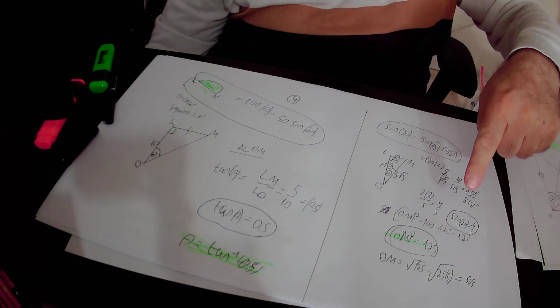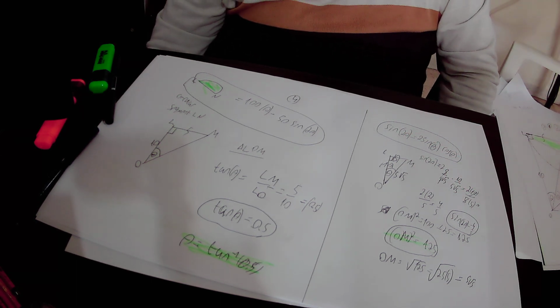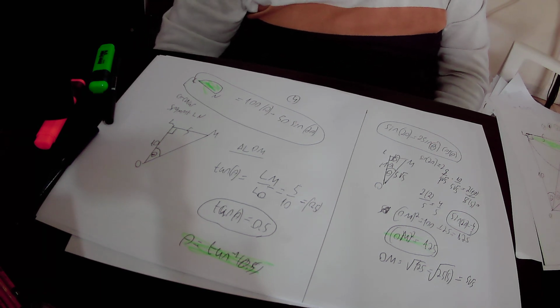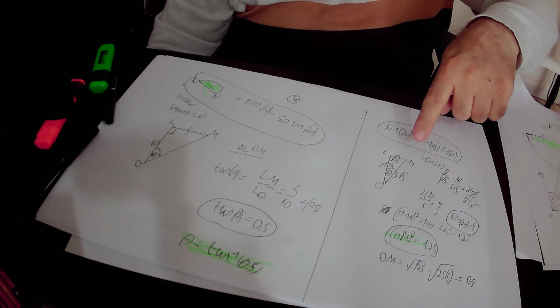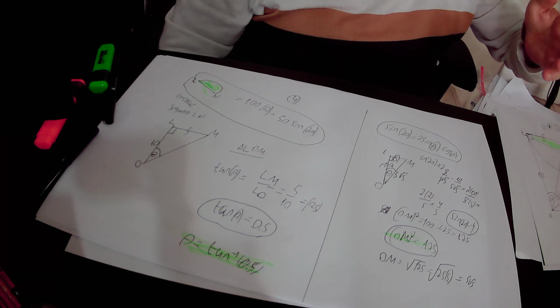MO square equals LO square. LO is 10, so LO square is 10 squared, that is 100, plus LM square. LM is 5, so LM square is 5 squared, that is 25. So in conclusion, MO square equals 100 plus 25. 100 plus 25 is 125.